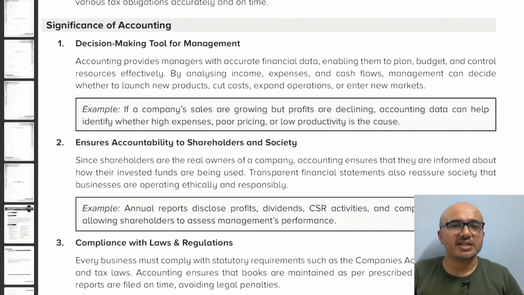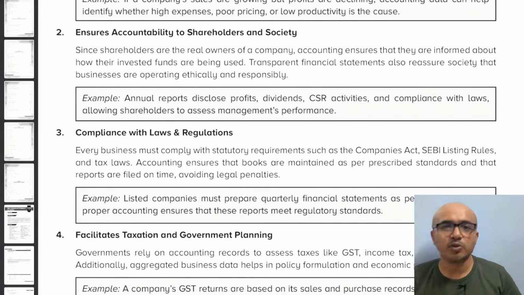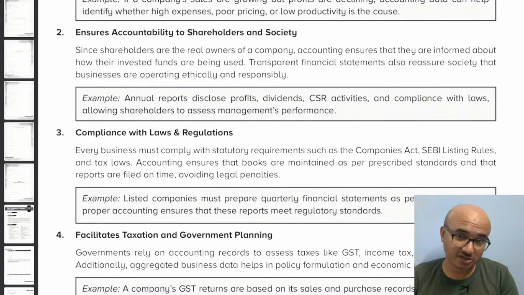Significance of accounting. What are these significances of accounting? Let's see. Decision making tool for management. We just now saw this, so I won't get into this again. Then ensures accountability to shareholders and society. This is interesting. We generally think that accounting or a business entity for that matter is only answerable to the owners, the management, shareholders, etc. But it isn't the case. Businesses are also answerable to society, because it is through society that the business has come into existence. It's not as if the business stands on its own independently. Whatever the business does, it affects society as well. So it has to be answerable to society.